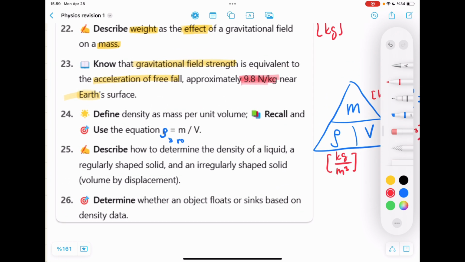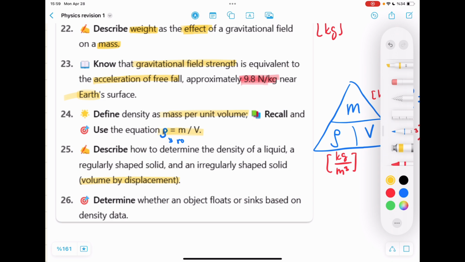So here, as I've said, let me just go into highlighting. Yes, so define density as mass per unit volume. Recall and use the equation. Describe, don't write it as p, like it is rho, it's a different thing. Describe how to determine the density of a liquid, a regularly shaped solid, and an irregularly shaped solid. So the whole point here is to understand how to measure volume. This is the hard part.